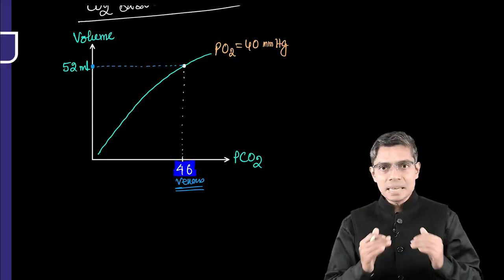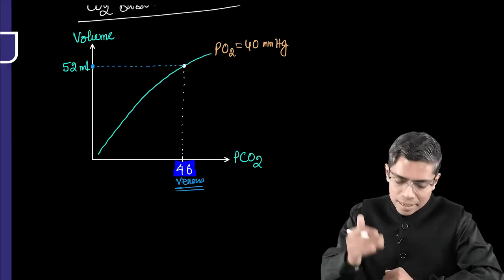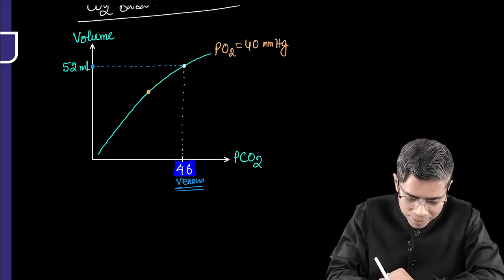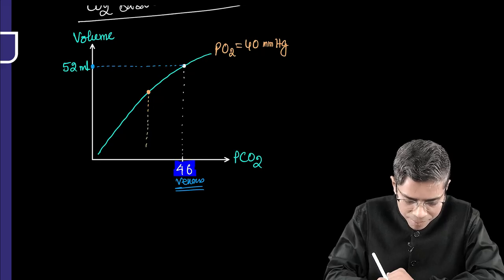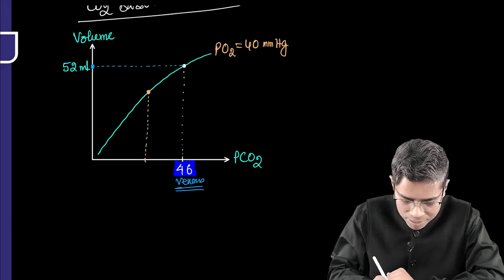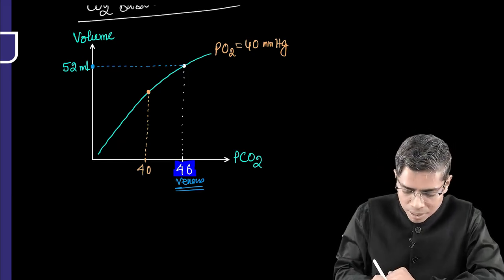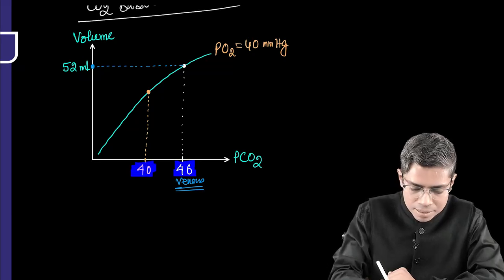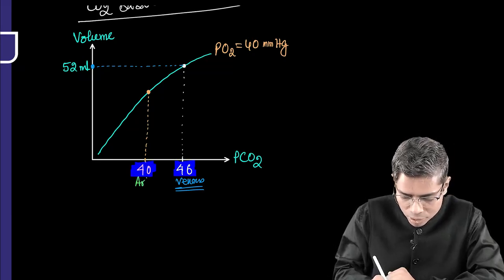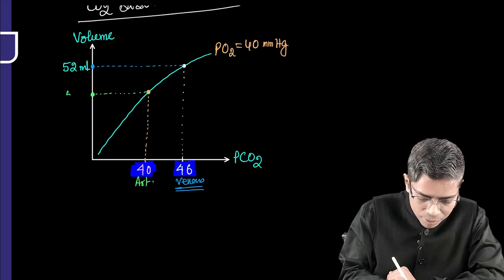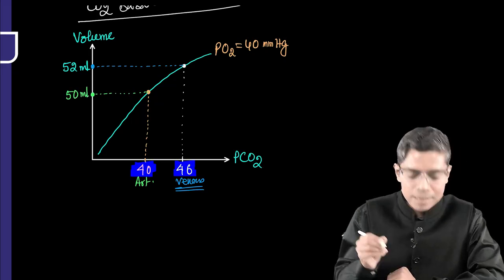Now, if I took another point on this curve, and if I drop a perpendicular from here, the partial pressure of carbon dioxide is 40. What blood am I talking about? Partial pressure of carbon dioxide 40 means this is the arterial blood. If I drop a perpendicular from this point on the y-axis, I will find that this is 50 ml.